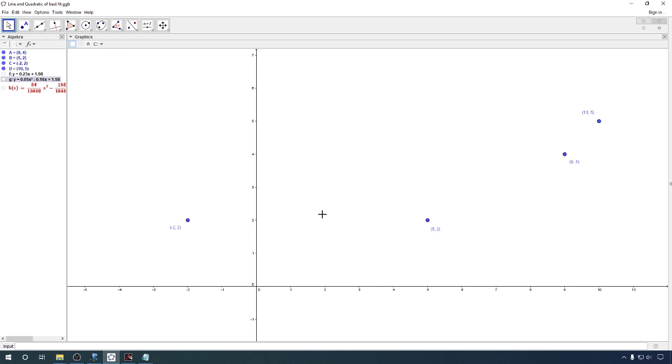They may not look like they exactly fit a line. Well, in fact, they don't really fit a line. But maybe you can imagine that there's some sort of linear relationship between them. If we had more data, maybe that might be a little bit more clear. But let's see if we can find a line of best fit for that data.